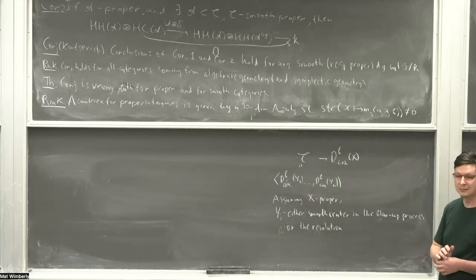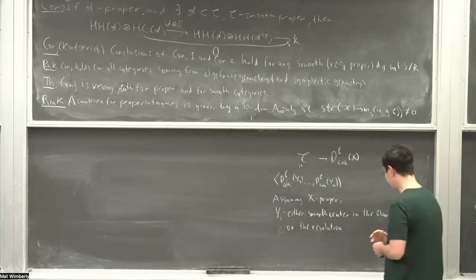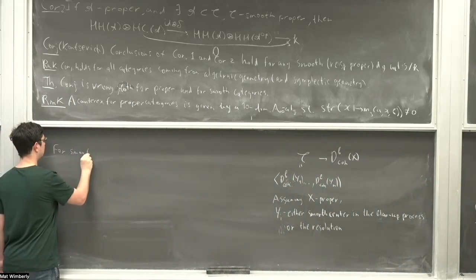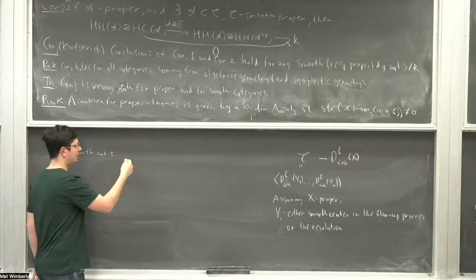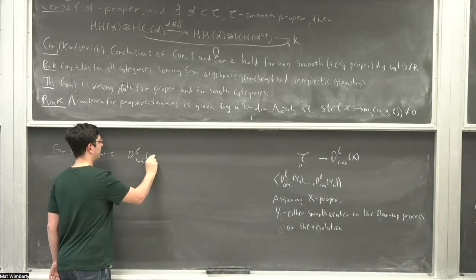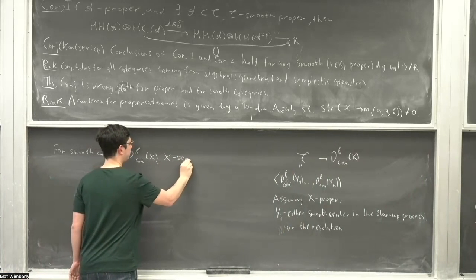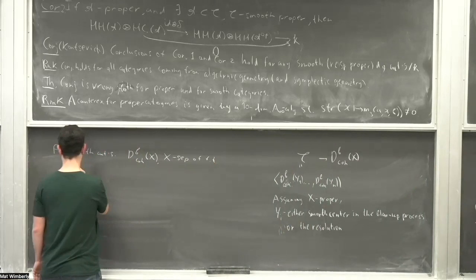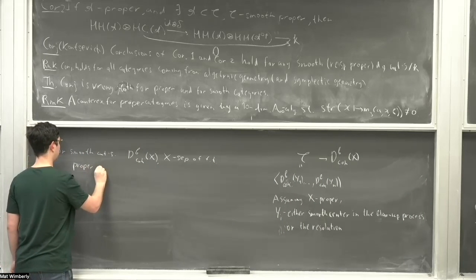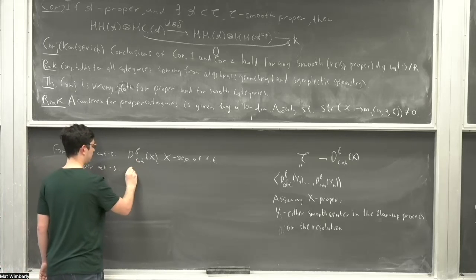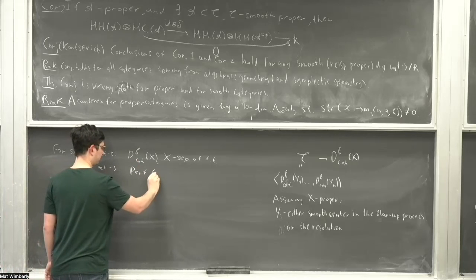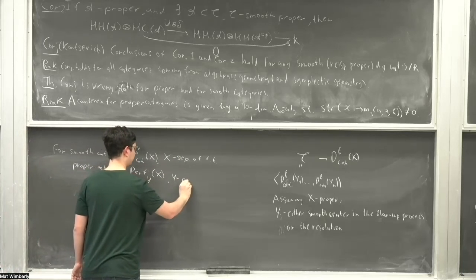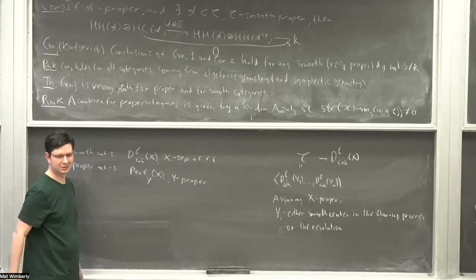As for the precise definition of which categories come from algebraic geometry, let me say what I mean more precisely. For smooth categories, I'm basically considering D^b of X, where X is separated of finite type. And for proper categories, I'm considering perfect complexes on some separated finite type scheme supported at some closed subset Y, such that Y is proper. For all of these categories, the conjecture holds.